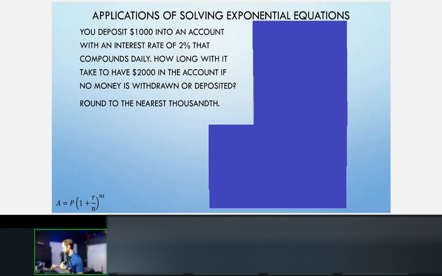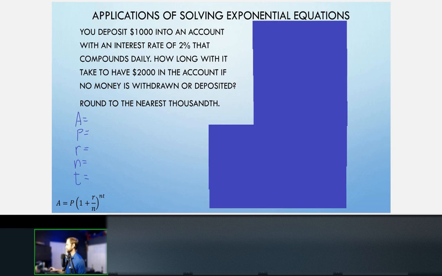So when we start these problems, we really want to write down everything we know. So maybe we know what A is. Maybe we know what P is. Maybe the R value, the N value, and then our T. All right, let's write this stuff down.